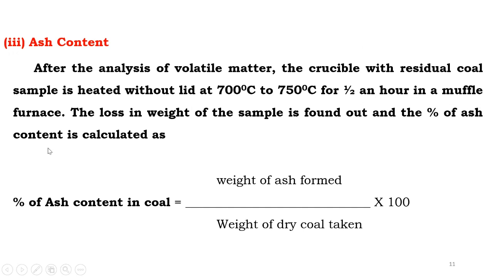In the furnace for half an hour, the loss in weight of the sample is found and the percentage of ash content is calculated. It means what is the remaining portion? If we keep the coal sample at 700 to 750 degrees centigrade for half an hour with the cap open, whatever content remains in the crucible, we take its weight as the weight of the ash formed. So percentage of ash content in a coal is equal to weight of the ash formed divided by weight of the dry coal sample, into 100. This will give the percentage of ash.